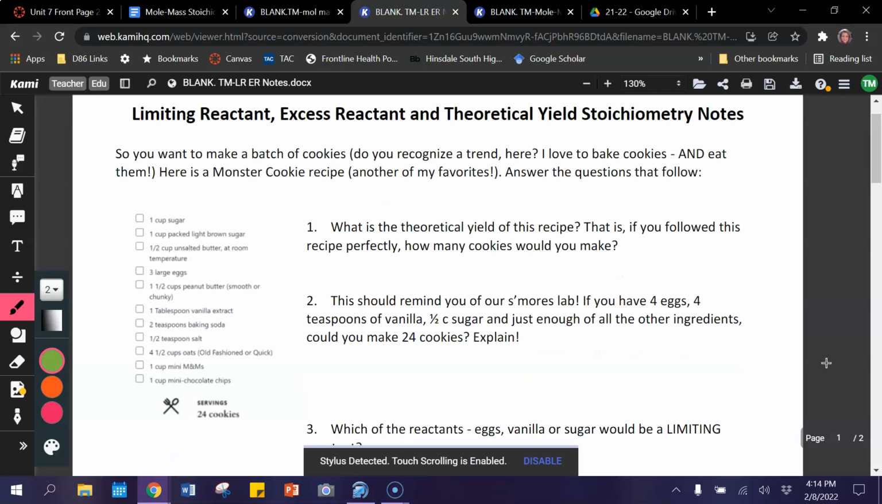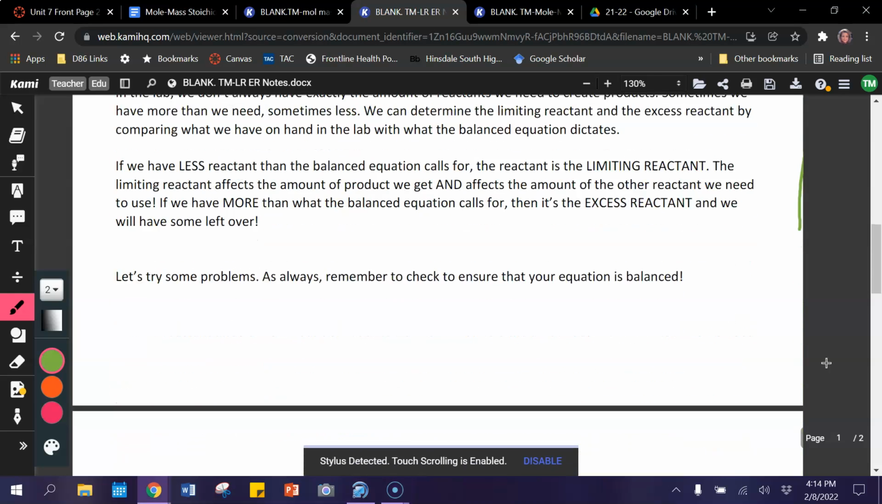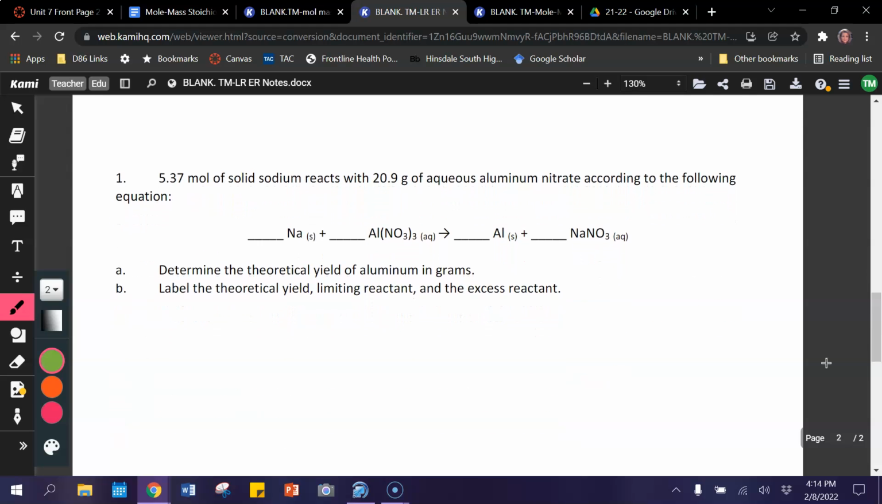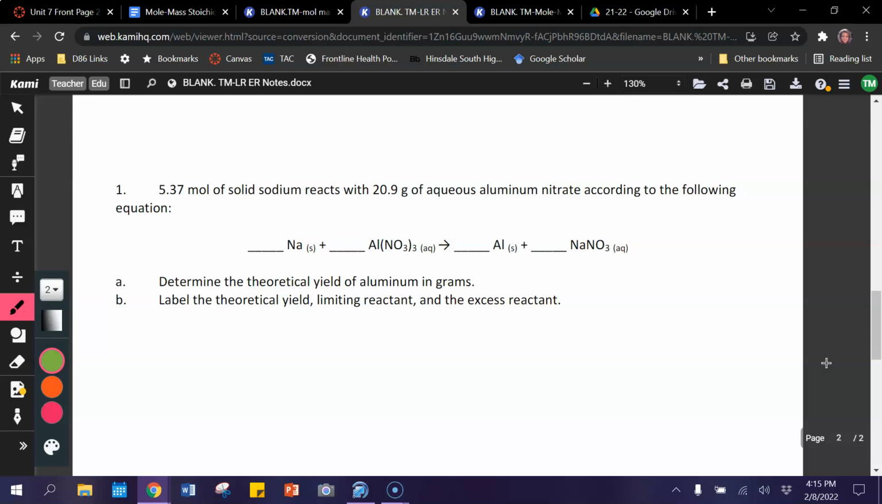We did the cookie part together, and now we are scrolling down so that we can take a look at a couple of the problems. So what we have here is question number 1. We have 5.37 moles of solid sodium reacting with 20.9 grams of aqueous aluminum nitrate according to the following equation. And you can see we have an equation here. So we need to determine the theoretical yield of aluminum.